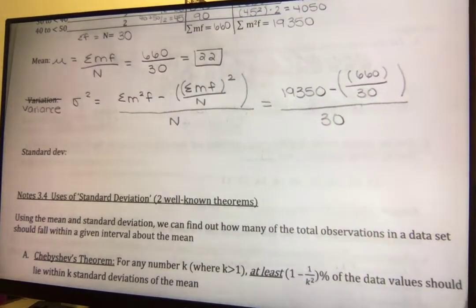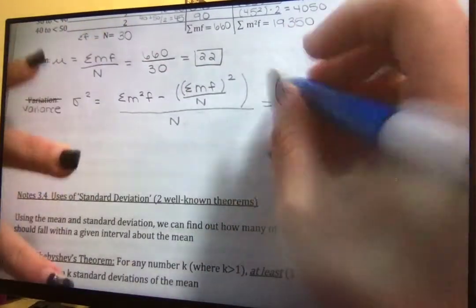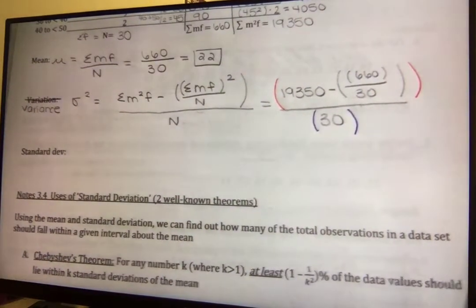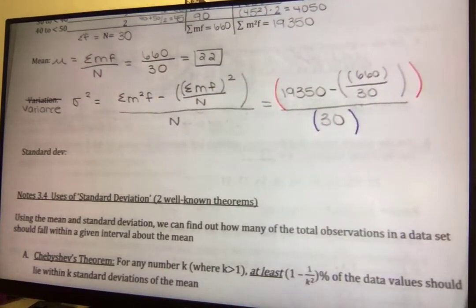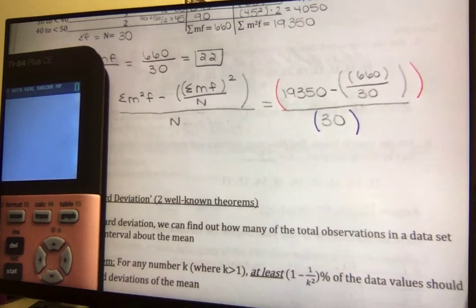Just like the previous example, I need to put parentheses into my calculator to show what's on top of my fraction and what's on the bottom. So I put parentheses around the numerator and parentheses around the denominator, the tops and the bottoms of the fraction. When in doubt, put parentheses there. They won't hurt you, but it'll hurt you if it's not there. So plugging this into my calculator exactly like I see it, I have a parenthesis, 19,350 minus a parenthesis, another parenthesis, 660, parenthesis, divided by 30.